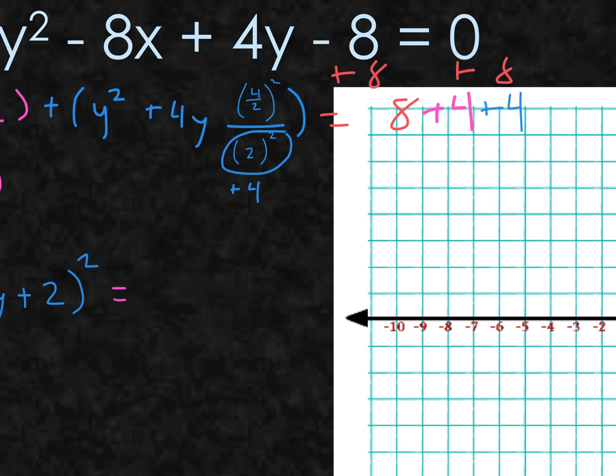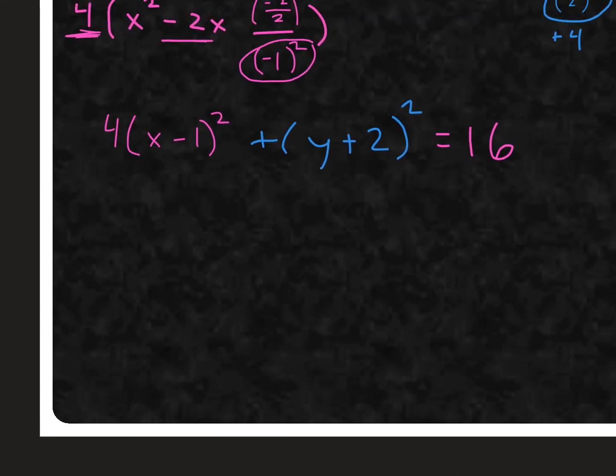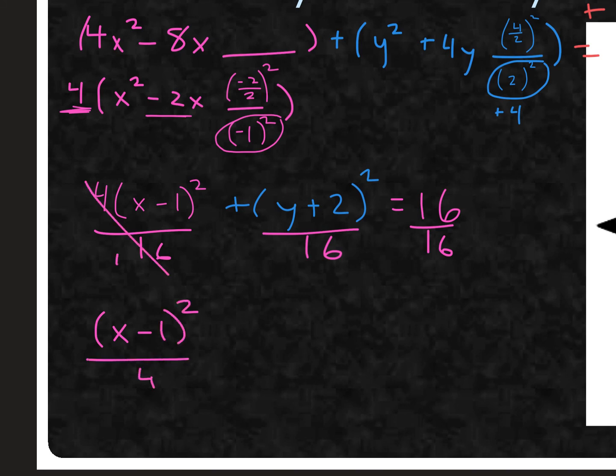So I have 8 plus 4 plus 4, that would be 16. What should I do next? Divide everything by 16. So I simplify when I can. For my x's, I'm going to have x minus 1 squared over 4, because I can cross those out and I'm left with 4 on the bottom. For my y's, I have y plus 2 squared over 16, and that's equal to 1.